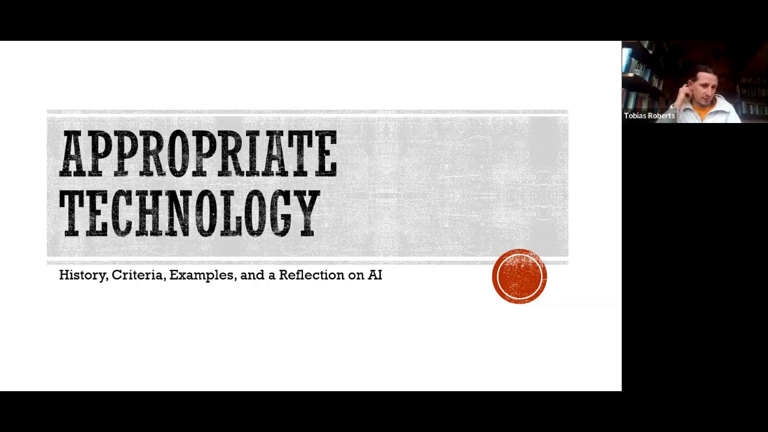So we're going to divide our talk up today into four different sections. Quickly, I always talk about the history of the topic. So, where did appropriate technology come from? We want to talk a little about criteria. What aspects, what characteristics of appropriate technology should we know about? We're going to talk about a few examples, and then just to try and tie this subject back to a hot topic, something that's in the news today, I think it's good to reflect on how artificial intelligence relates or does not relate to appropriate technology.